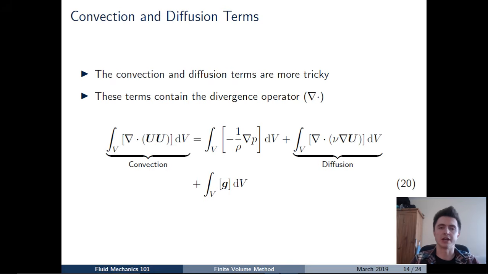How about the convection and the diffusion terms? So when we think back to our Navier-Stokes equations, these terms are a little bit more tricky, and the reason for that is because they contain the divergence operator there, which you can see in equation 20. So we're going to have to do something slightly different if we want to integrate these terms over the cell volume. And in this talk, I'm only going to talk about the convection term because the diffusion term is a little bit more involved, and I'll do that one in a separate video.